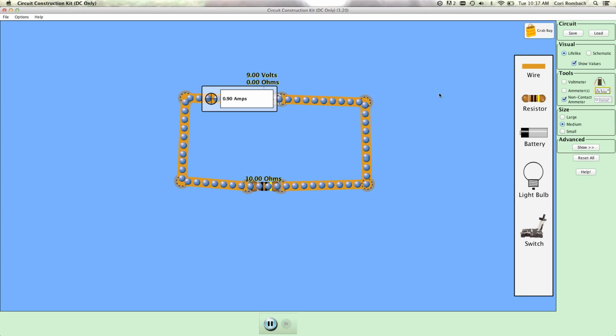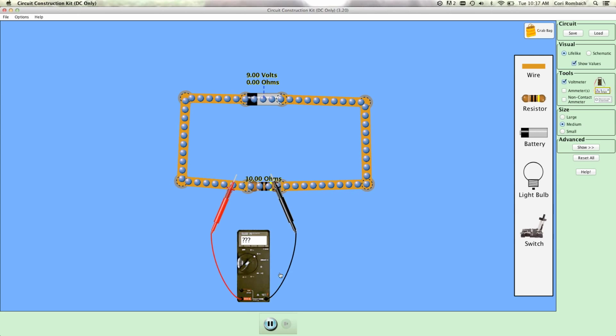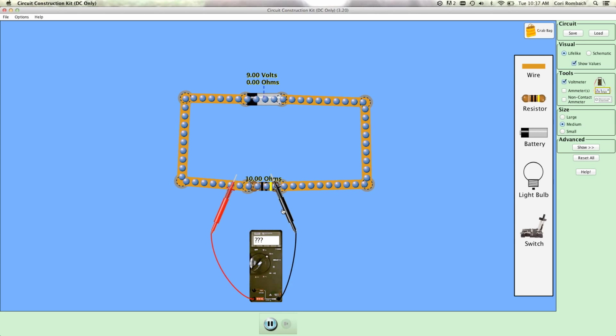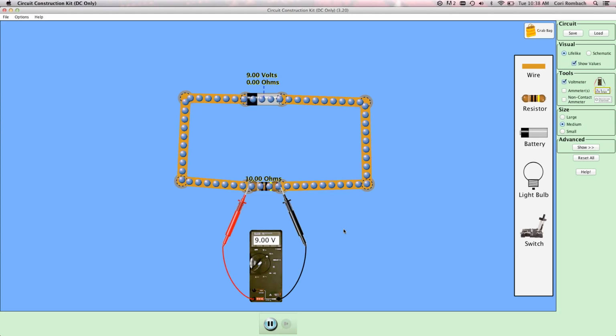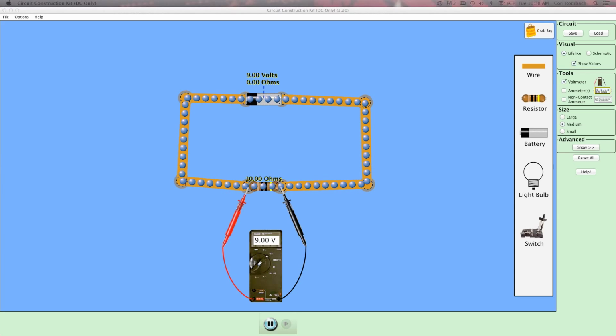Question number 3 is not concerned with current anymore, but it does want to know the voltage across the resistor. So I'm going to select my voltmeter under my toolbox, and I'm going to connect to either side of the resistor to figure out the voltage drop. And I can see that it reads 9.00 volts. So the voltage drop across the 10-ohm resistor is going to be 9 volts. And you should see that as one of your options for question number 3.